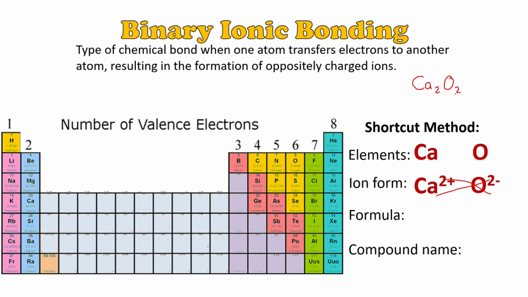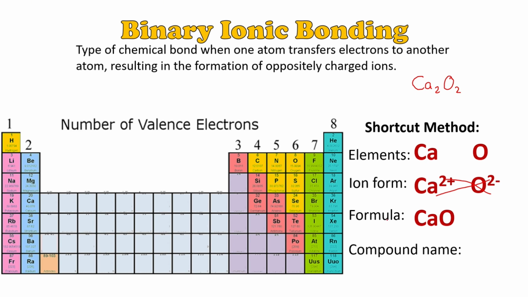Both of them can be divided by 2. So 2 divided by 2 is 1. So we can just say Ca1O1 or CaO. Okay, so I hope that's clear. If the numbers are divisible by a certain number, divide them by that number. And as much as possible, the numbers must be in the simplest form.